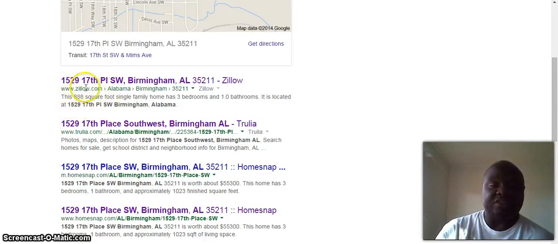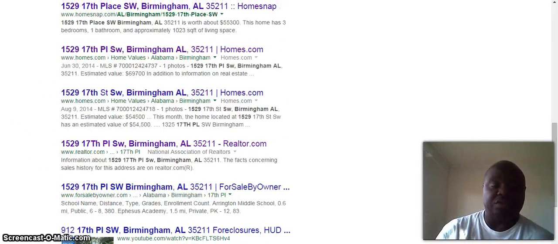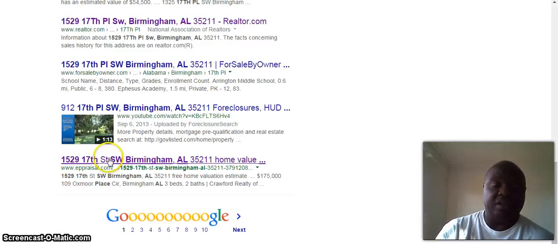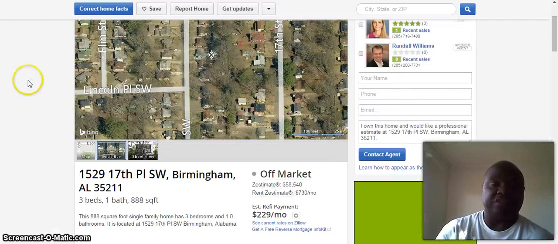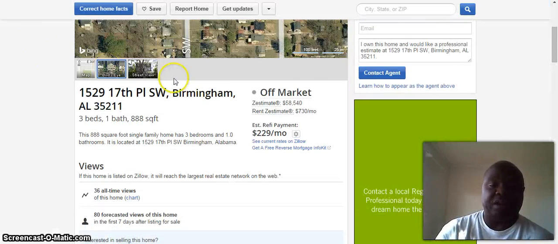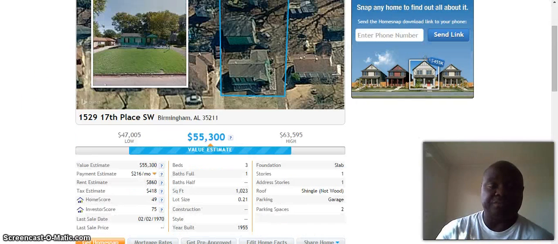The ones that I like are Zillow.com, Homesnap.com, Homes.com, Realtor.com, and even eAppraisal. Now I've already pulled these up, so what I'm looking for is just a consistency in their best estimate. The first site we got here is Zillow.com. Their Zestimate, which is another way of saying estimate, is 58,540.